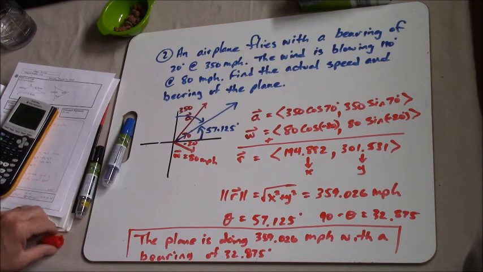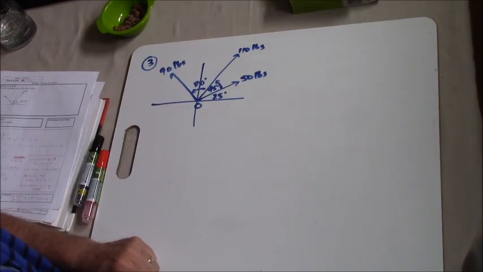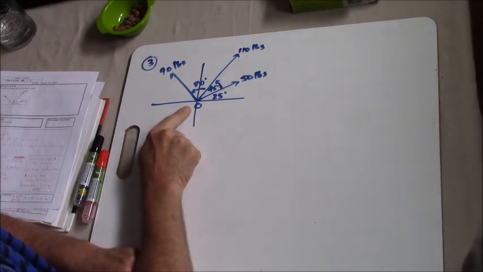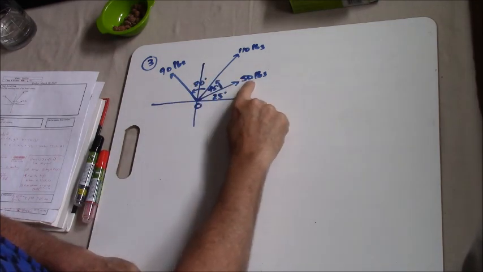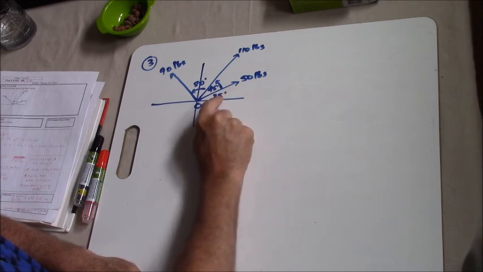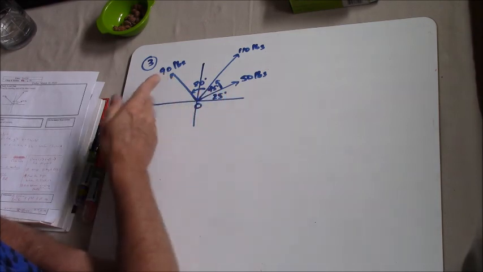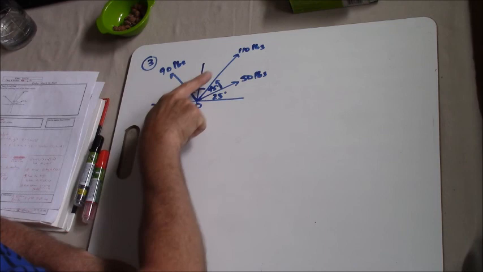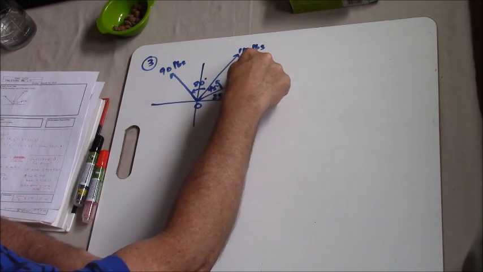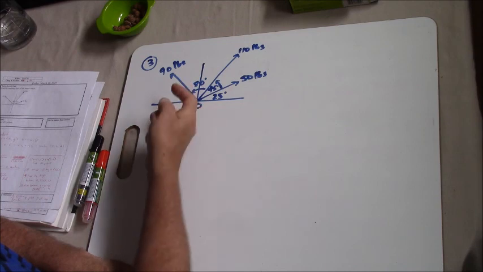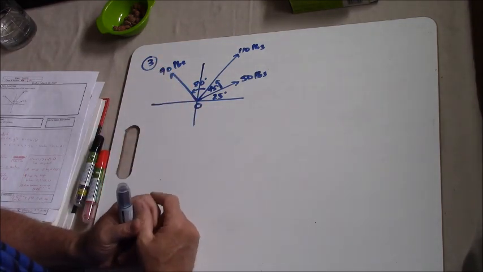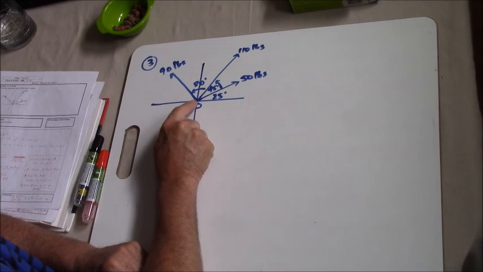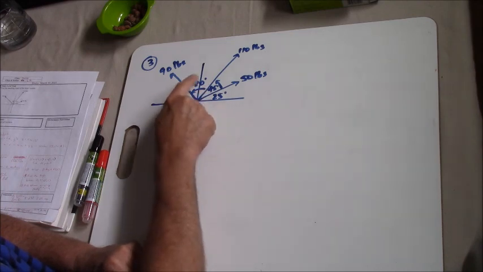All right, let's try another one. Here's a different kind of problem. There's an object, O for object, at the origin, and there are three forces pulling on the object. One force is pulling this way at 50 pounds. This angle with the positive x-axis is 25 degrees, and that 45 degrees is between these two forces. There's another force pulling this way at 110 pounds. Then there's an 80-degree angle here, and this one's pulling at 90 pounds. The question is, what's the result on this object from these three forces?